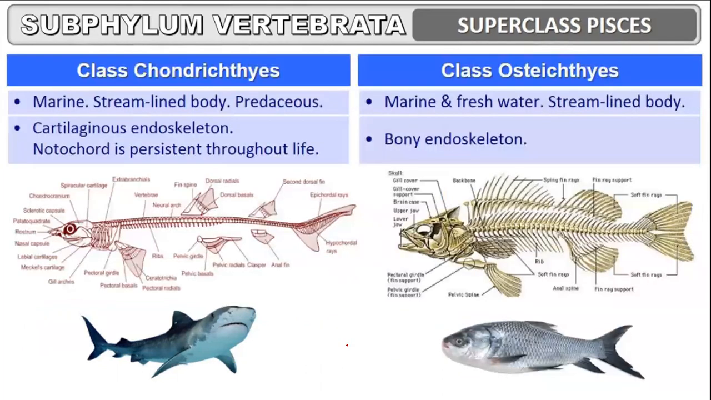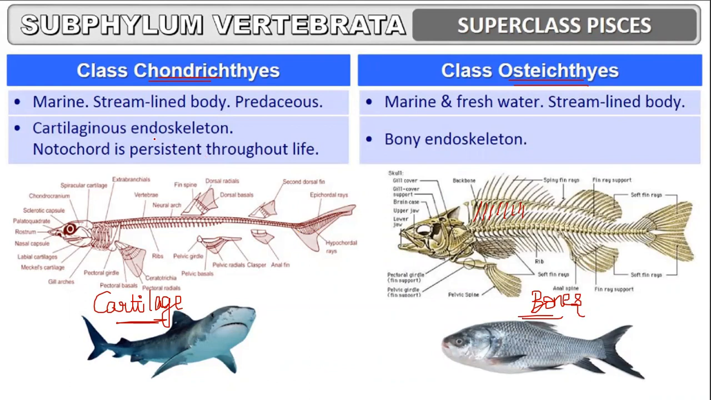I'll show you the image for them clearly. So you have to study the differences between class Chondrichthyes and class Osteichthyes. This is the class Chondrichthyes. Their body is made up of cartilage, whereas in Osteichthyes, their body is made up of bones. Guys, these things are bones. This is actually cartilage.